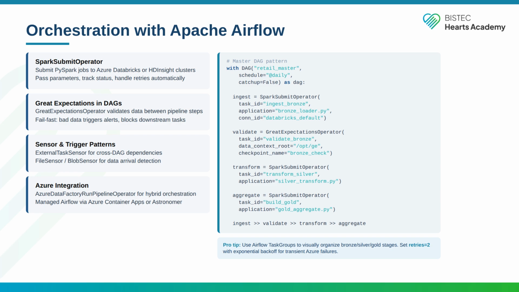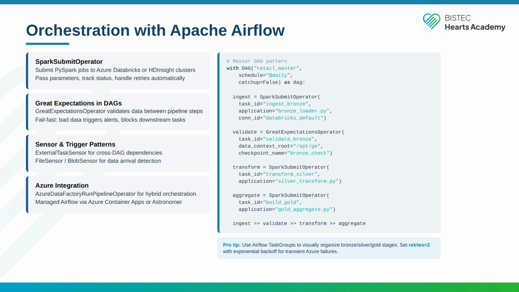4. Azure Integration. The Azure Data Factory Run Pipeline Operator lets you orchestrate ADF pipelines from within Airflow, which is valuable in hybrid scenarios where batch ingestion runs in ADF and transformation runs in Spark. The code sample shows the master DAG skeleton. Ingest to bronze, validate with Great Expectations, transform to silver, then aggregate to gold. Each step uses Spark Submit Operator to submit jobs to Databricks. This is the pattern your Capstone DAG should follow.